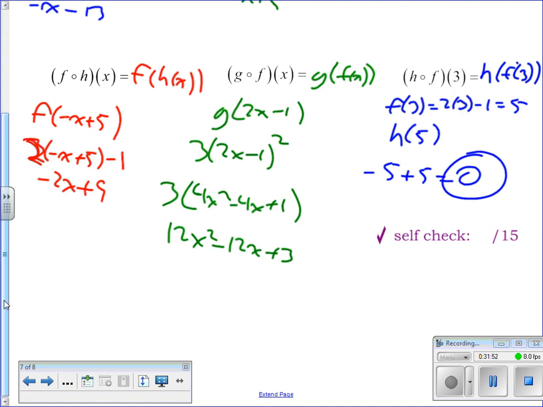Zip, zilch, nada. The big donut. Woo. Or if you don't like donuts, the big bagel. Either one's good for breakfast. Put a little smear on it.